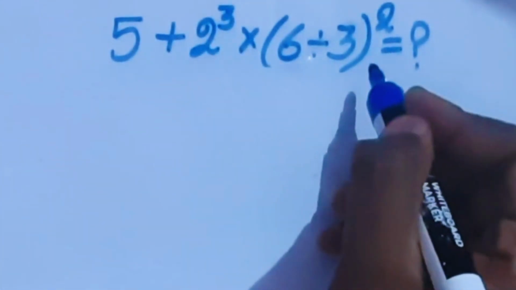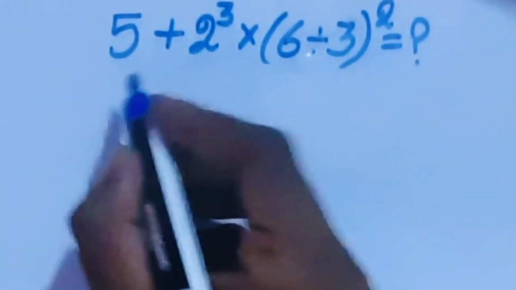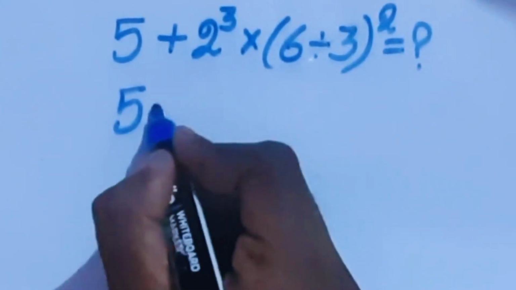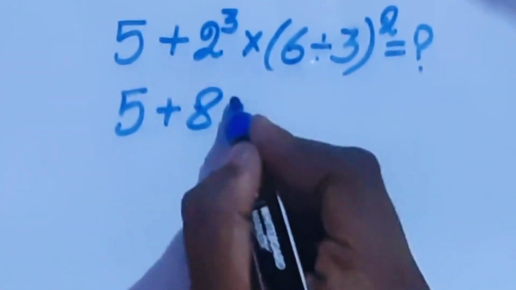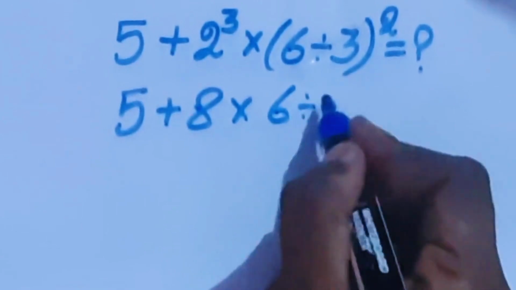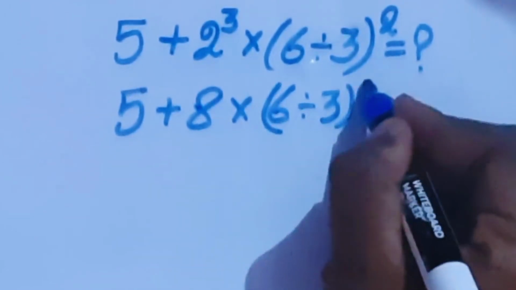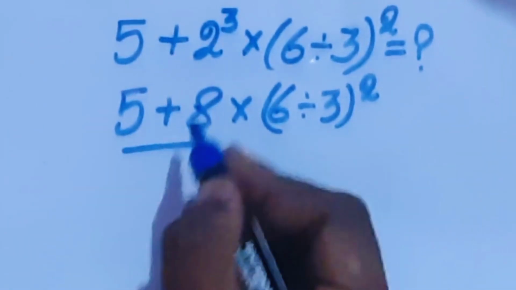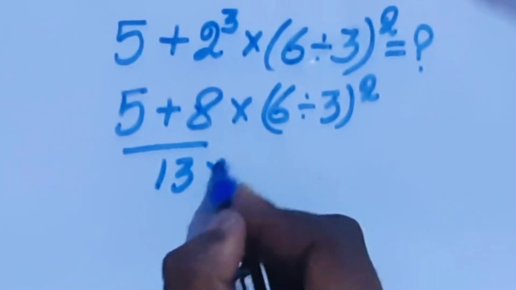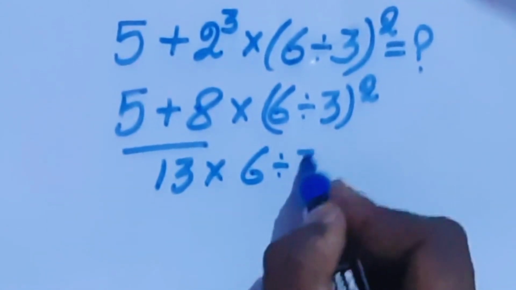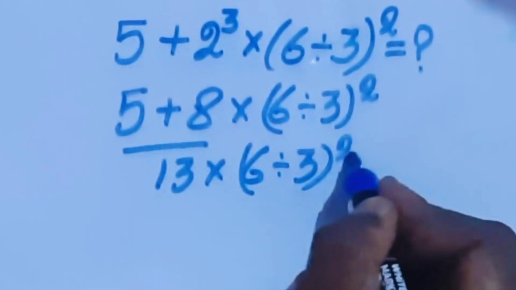I guess most of them get the answer 52 for this problem by using the wrong order. Here 5 plus 2 power 3 is 8 times. Here 6 divided by 3 in bracket, whole power 2. Here 5 plus 8 is 13 times 6 divided by 3 in bracket, whole power 2.